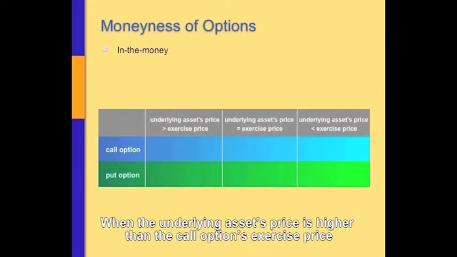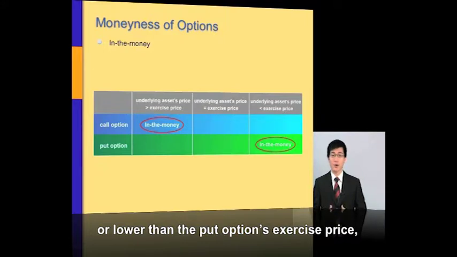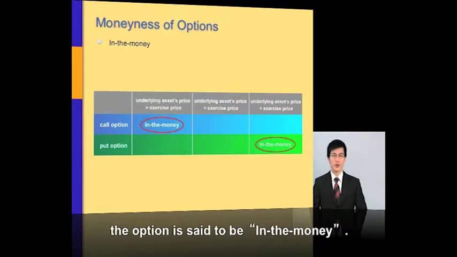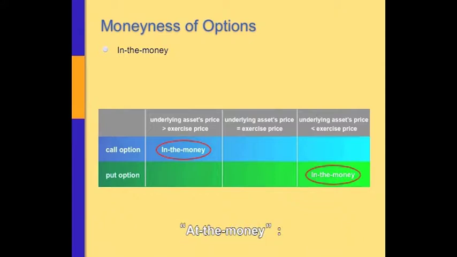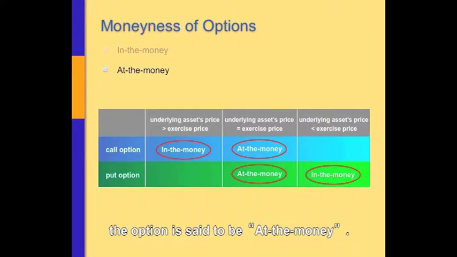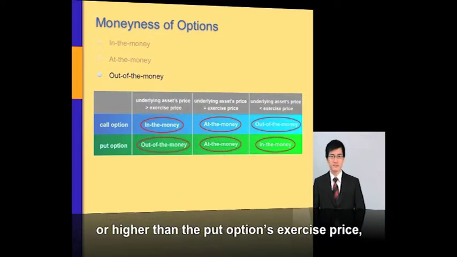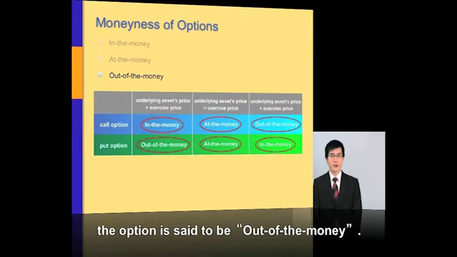In the money: when the underlying asset's price is higher than the call option's exercise price or lower than the put option's exercise price, the option is said to be in the money. At the money: when the underlying asset's price is equal to the call or put option's exercise price, the option is said to be at the money. Out of the money: when the underlying asset's price is lower than the call option's exercise price or higher than the put option's exercise price, the option is said to be out of the money.